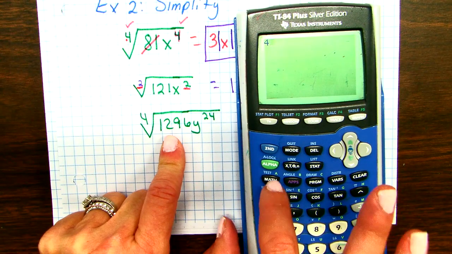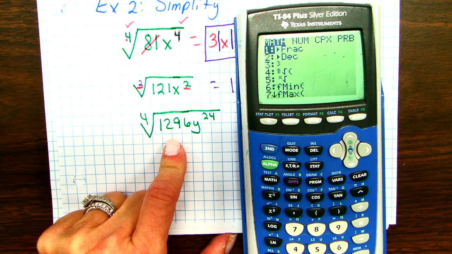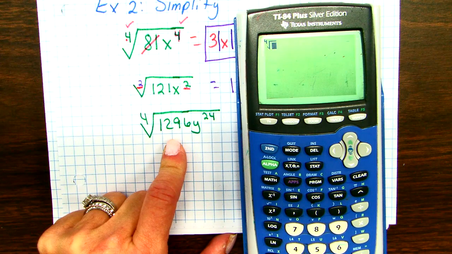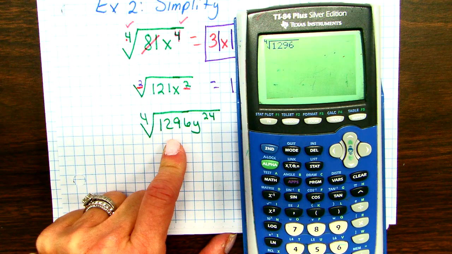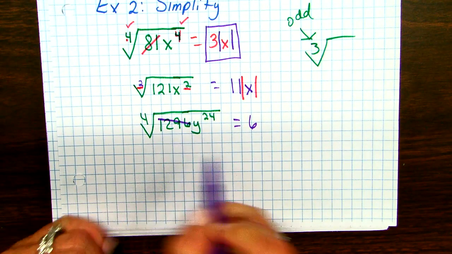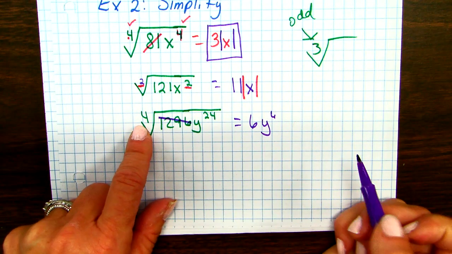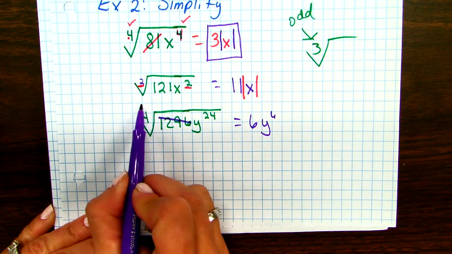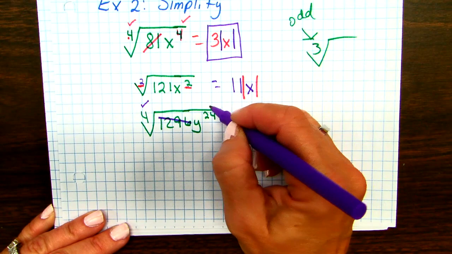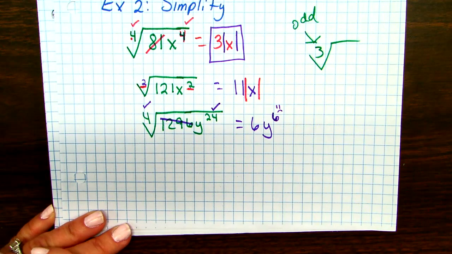4 math 5. Get your 4th root on there. 1, 2, 9, 6. That's not any harder than doing the 4th root of 16. Okay, great. The answer is 6. And then 24 divided by 4 is 6. All right, even, odd, right? This is even. This is even. What is 6? Even. We don't need absolute value symbols.